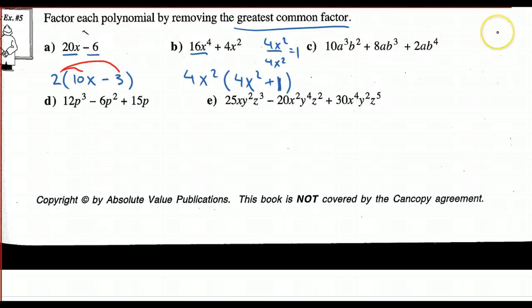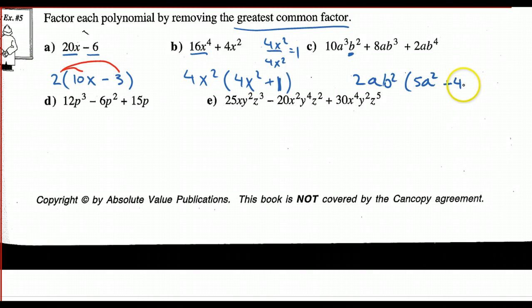All right, I have a 10, 8, and 2. So 2 is my common factor. I have 3 a's here, a here, a here. So a is going to come out. 2 b's, 3 b's, and 4 b's. So 2 b's are going to come out. Okay, what am I left with? 5a squared. All the b's are taken out from the first term. Plus 4. The a is gone. And there's 1 b left.